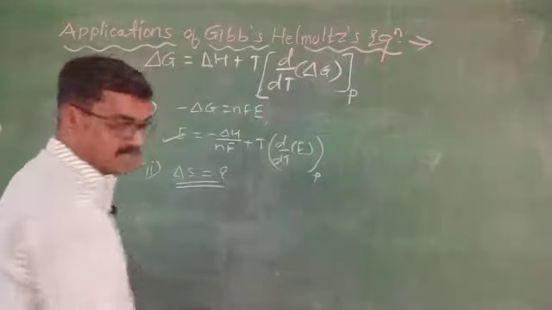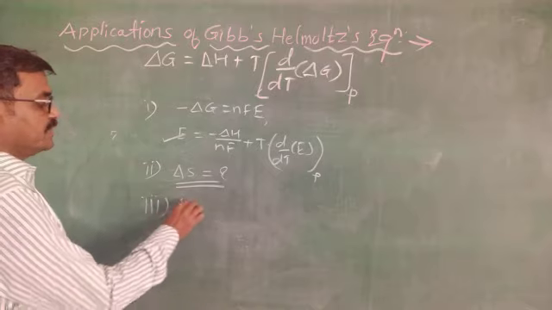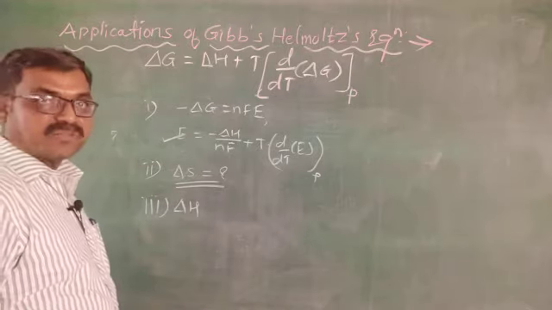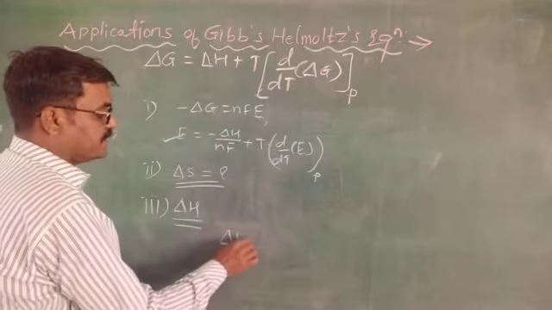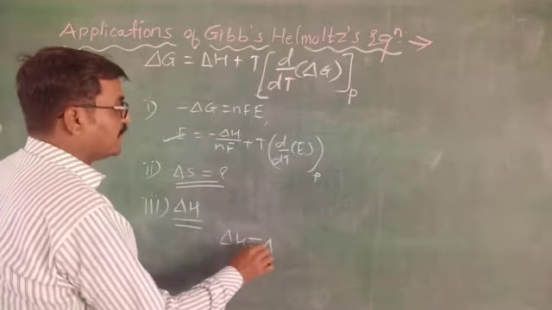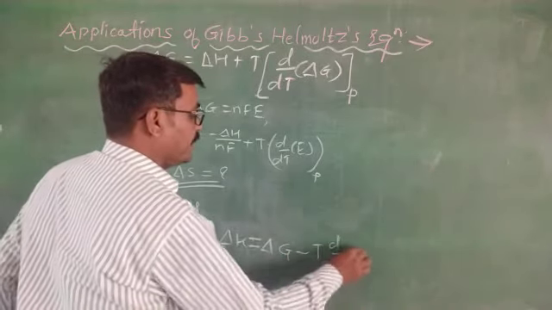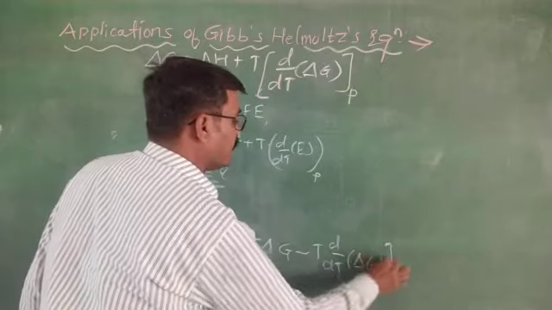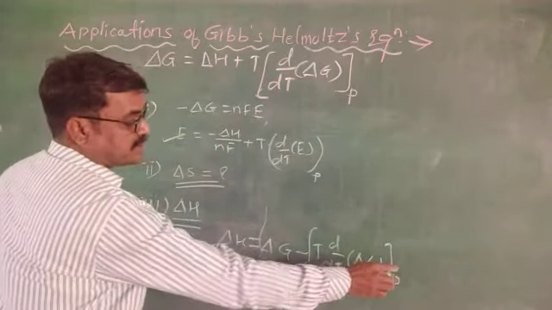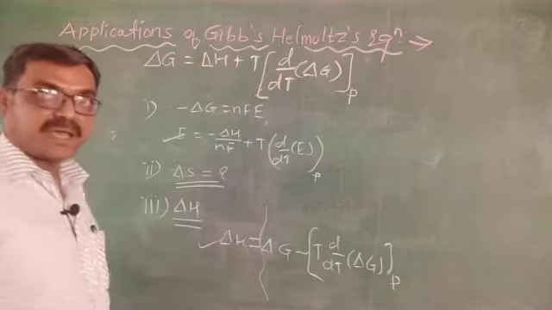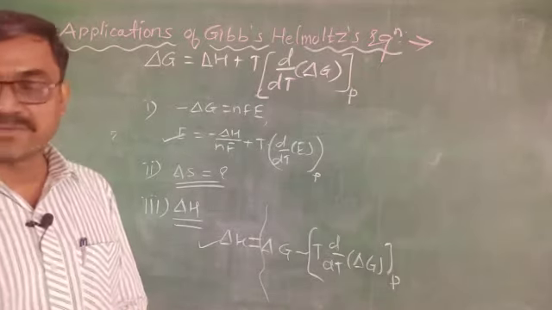And the last, third application is to determine the enthalpy of a system, because you know from this equation delta H is equal to delta G minus T into d/dT of delta G at constant pressure. As you know all these terms, you are able to find out delta H. These are the important applications of the Gibbs-Helmholtz equation.